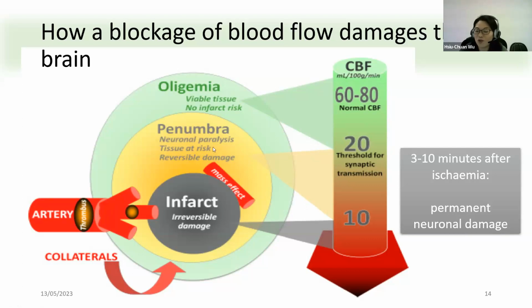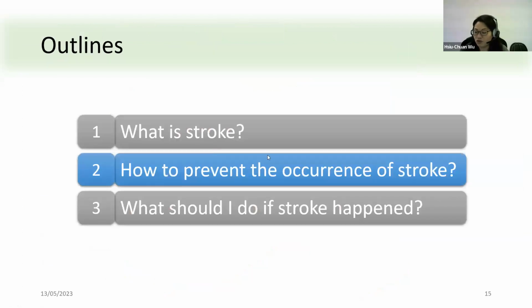But before we move on to the symptoms of stroke, I want to talk about what you can do to prevent the occurrence of stroke, because I think prevention is more important than the treatment, because any kind of stroke will leave a variable grade of disability. So I think prevention is more important. So let's talk about the prevention first.